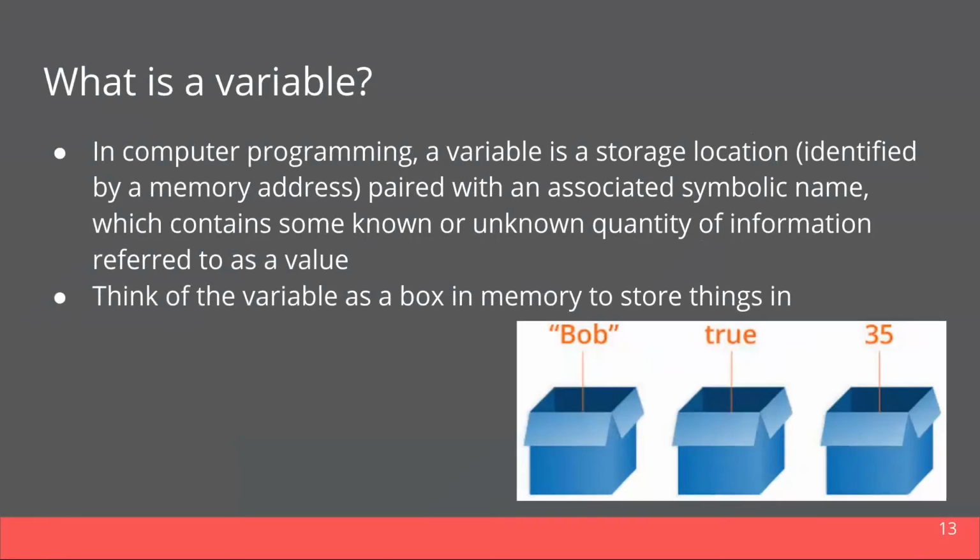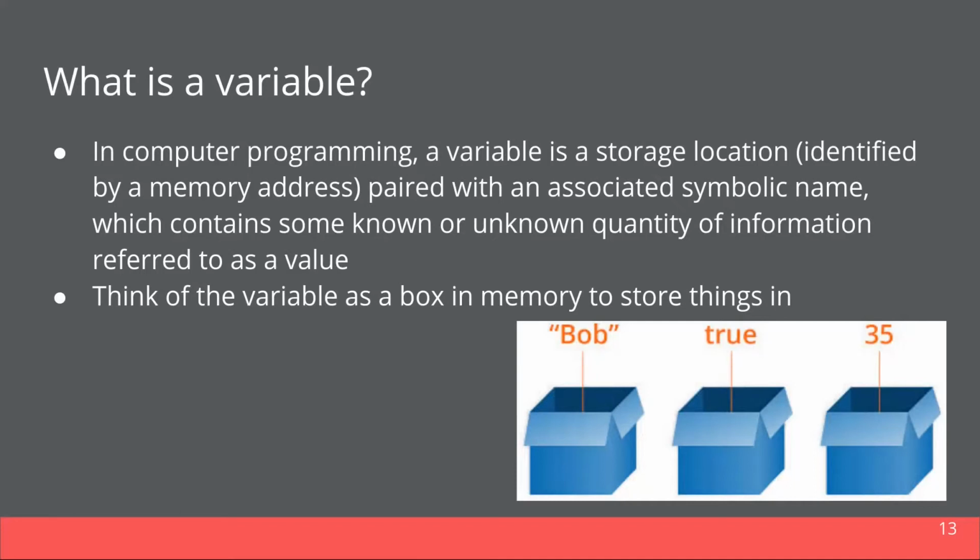So what is a variable? Well, firstly, it's called a variable because its contents can change. It can vary, okay? And we should think of a variable as a box in the memory that we can store things in. So in computer programming, a variable is a storage location paired with a name, which contains some value. So we can create variables in Python.